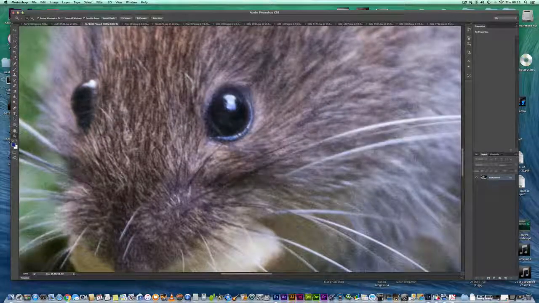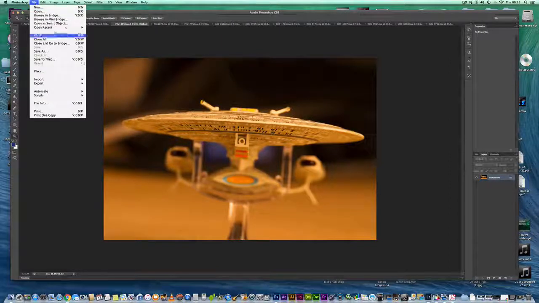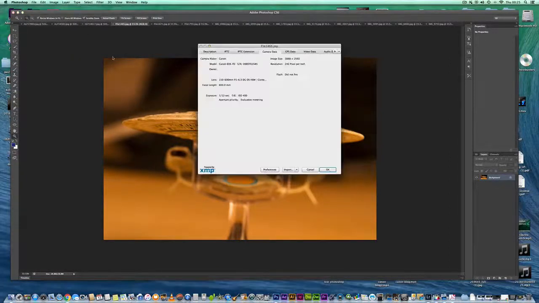300%. So the next image, which is that Star Trek model that I did that test on, where I said the Sigma Contemporary is a bit sharper than the Tamron 150 to 600. So let's just have a look at the data. So this is a 7D, 600mm, f8, ISO 400. We were on a tripod, but even so, it's 1/3 of a second.